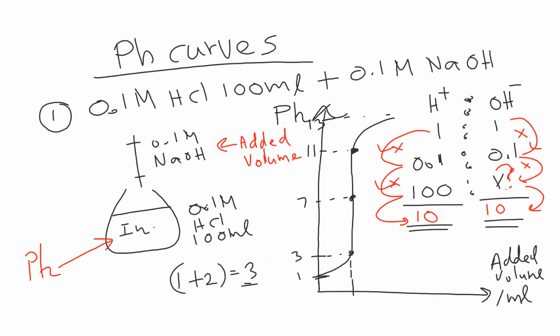V should be 100. So that means the added volume is 100 milliliters. That means to make this neutralized, you should add 100 milliliters of sodium hydroxide. That is the short method. We can get the added volume. You can take this down and we will go to the next question.